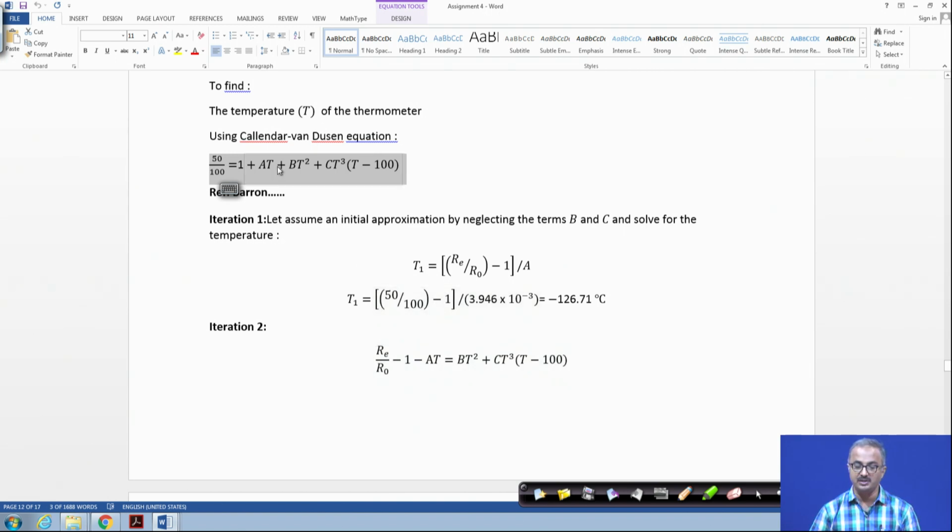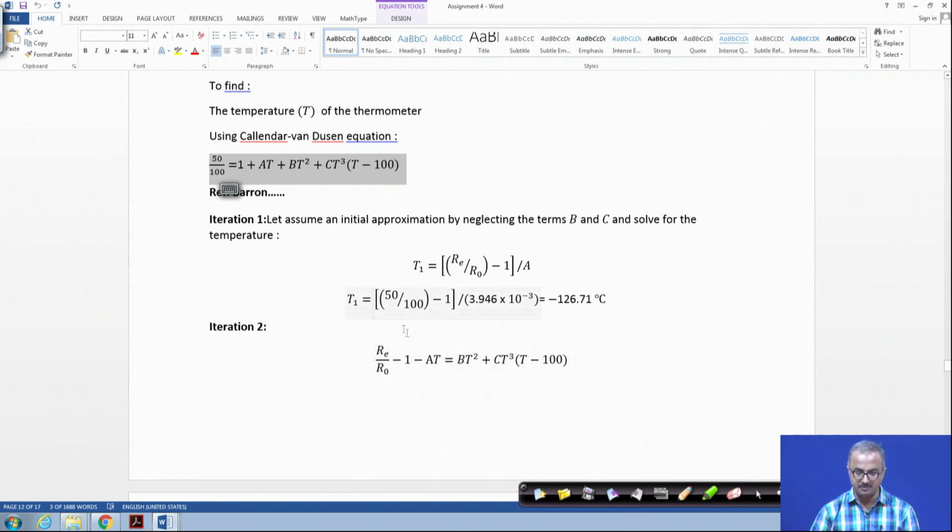First, you assume it to be linear, that means you take out the nonlinear terms, that is the terms in t square and t cube. So, you first solve for the linear term, that temperature you can get very easily, and after getting this temperature, you take this temperature value and plug the values into this equation again.